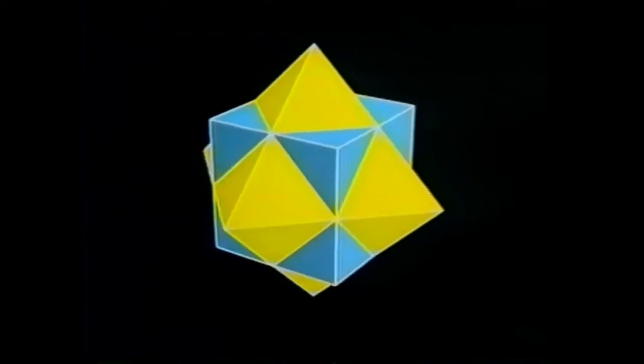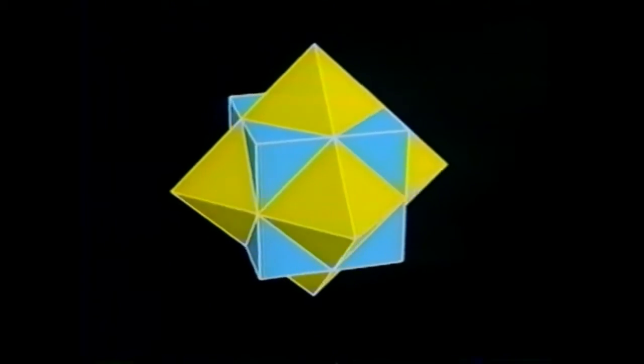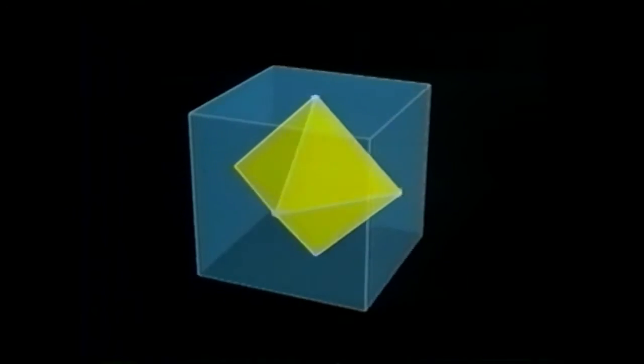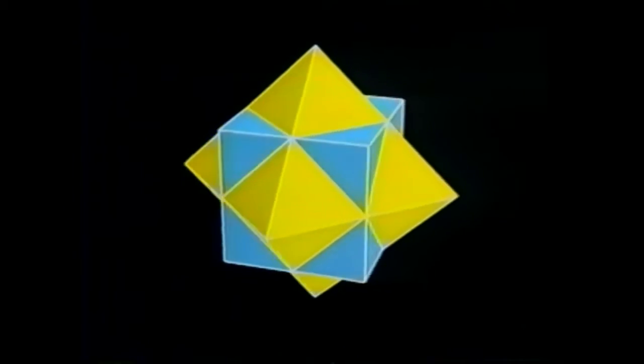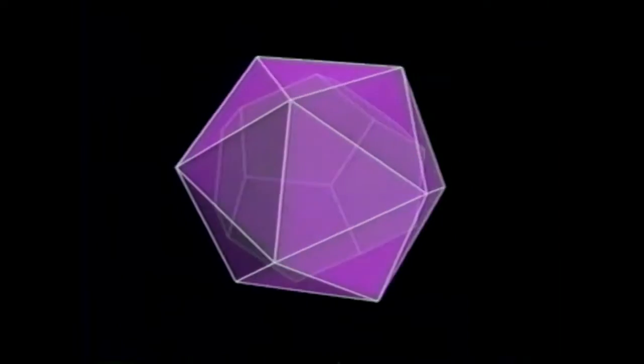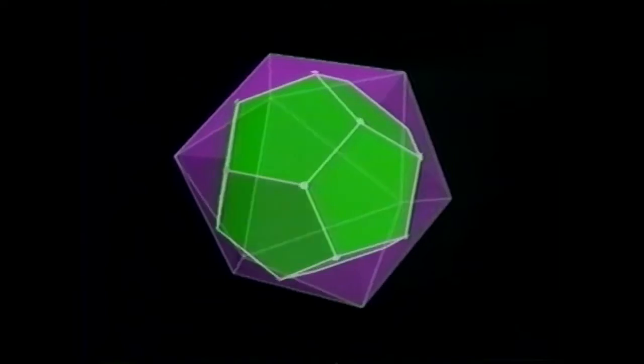Duality serves as a way to pair polyhedra so that the roles of vertex and face have been interchanged. For example, the cube and the octahedron are duals of each other. An octahedron can be inscribed in a cube in such a way that each face of the cube corresponds to a vertex of the octahedron, and vice versa. The dodecahedron and the icosahedron are duals. The tetrahedron is its own dual.